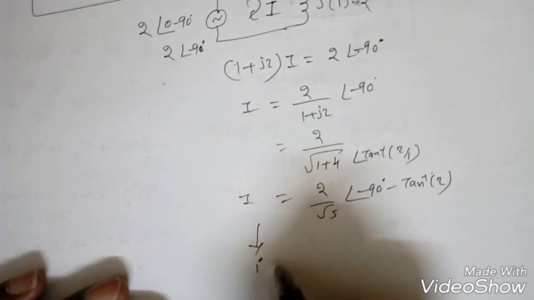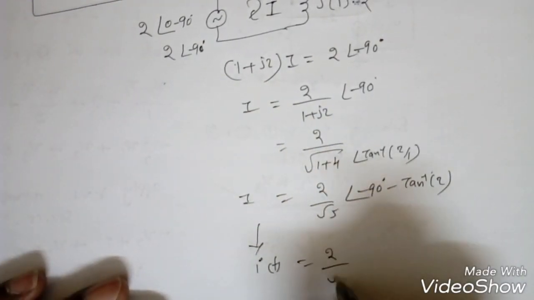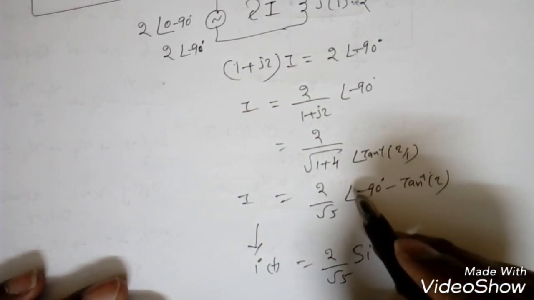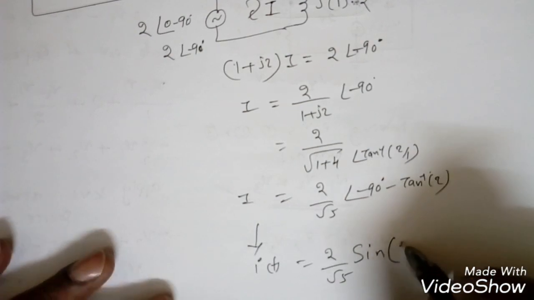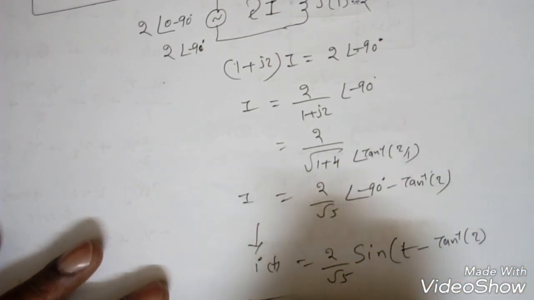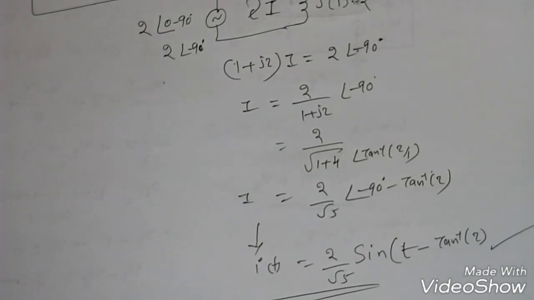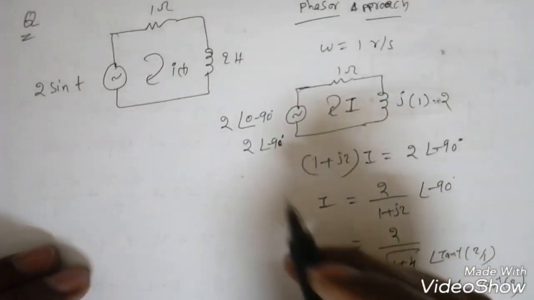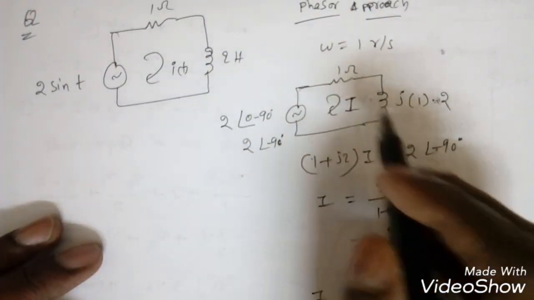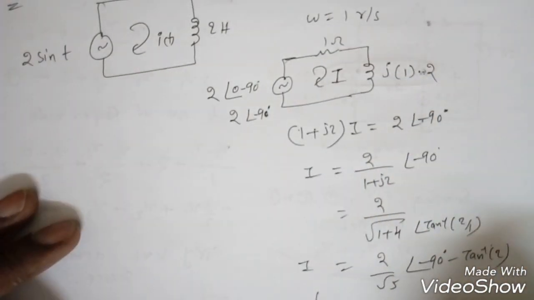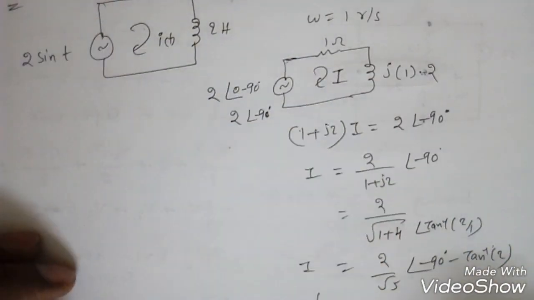Now if I convert into time domain, I of t will become 2 by root 5 sine. See, this is the minus 90. So 0 minus 90 means sine omega t, that is sine (t minus tan inverse 2). Right? This is the response. Similarly, whether a capacitor or inductor, anything is given, first we will find the phasor domain diagram, then we can find it like this. Right? Very simple. You can do 2-3 problems on this.